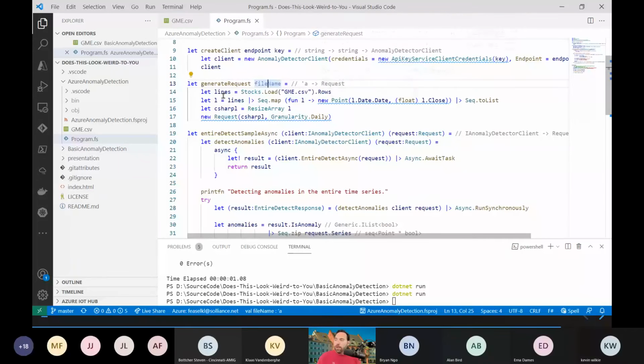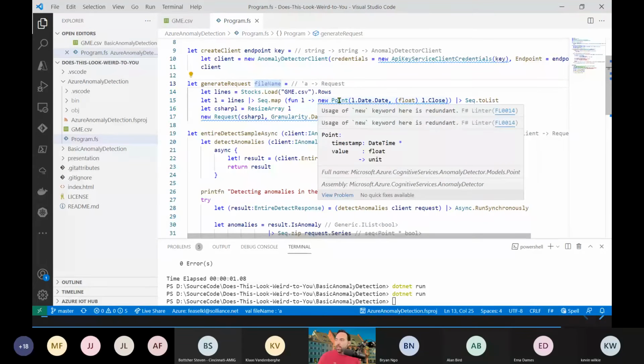Well, I have a file. I'm going to load that file and fill it up in this type of stocks. So I'll take all the rows from this file and then fill it up and call this lines. Then in lines, I'm going to reshape. For each line, I will create a new point. Now, this is a Cognitive Services AnomalyDetector.Models.Point object. And that point object needs to have a date, and it needs to have a float for a value.